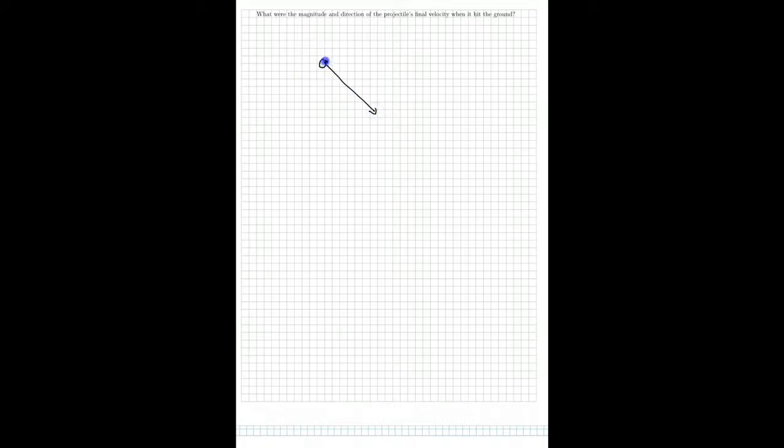the ground, it's just about to hit the ground here, this is its VF. If I can find these two components, VFX and VFY, then I can find VF and I can find this direction, theta. You could specify either direction here as long as you're clear what you specify. So because the acceleration in the x dimension is 0, I know that the VFX is the same as the VIX. Can't change if there's no acceleration.